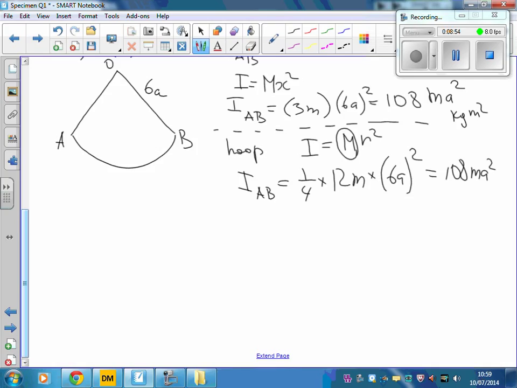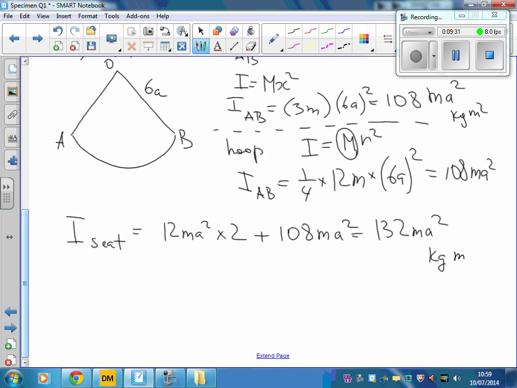So finally, we need to find the moment of inertia of the seat, which is the moment of inertia of the rod, 12 ma squared, twice, as we have two rods, plus the moment of inertia of part AB, 108 ma squared, which gives us 132 ma squared kilogram meters squared.